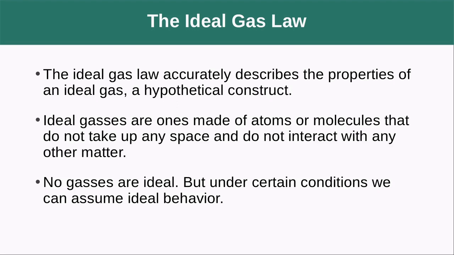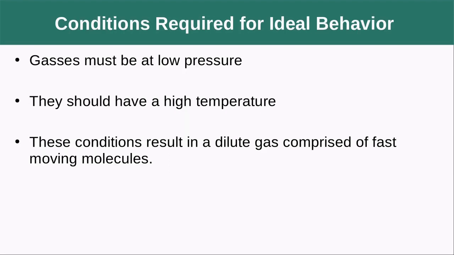No gases are ideal, but under certain conditions, we can assume ideal behavior. What are those conditions? The gas must be at a low pressure. They should have a high temperature, and these conditions combined together are going to result in a dilute gas comprised of fast-moving molecules. And if you think about it, that kind of makes sense that we can assume that they're not going to interact with each other when they're moving really fast and they're nowhere near one another.